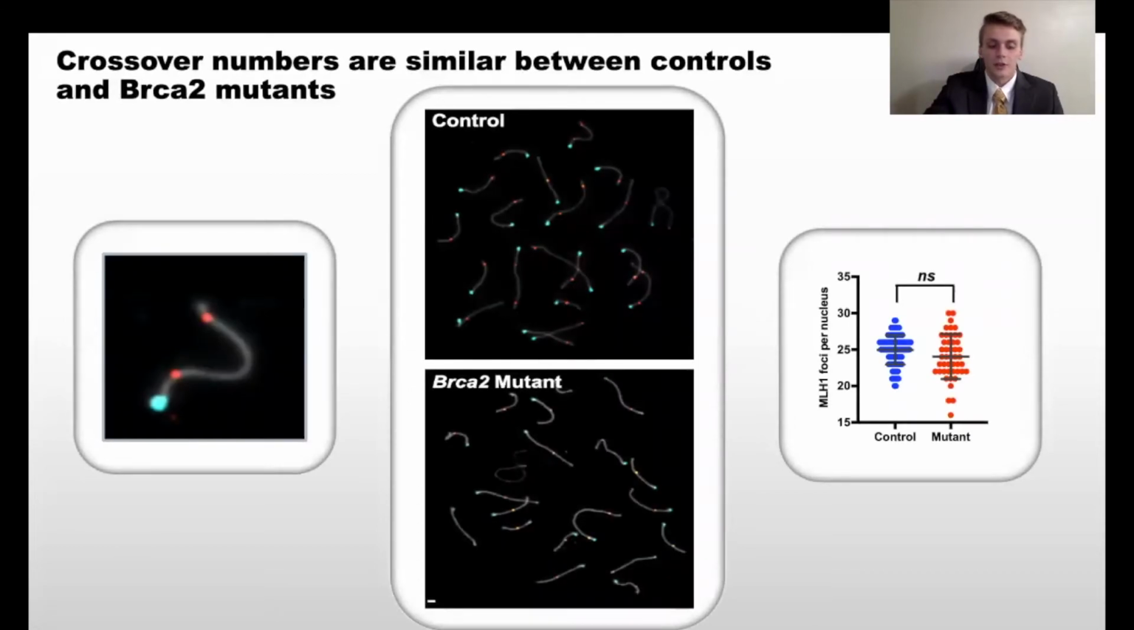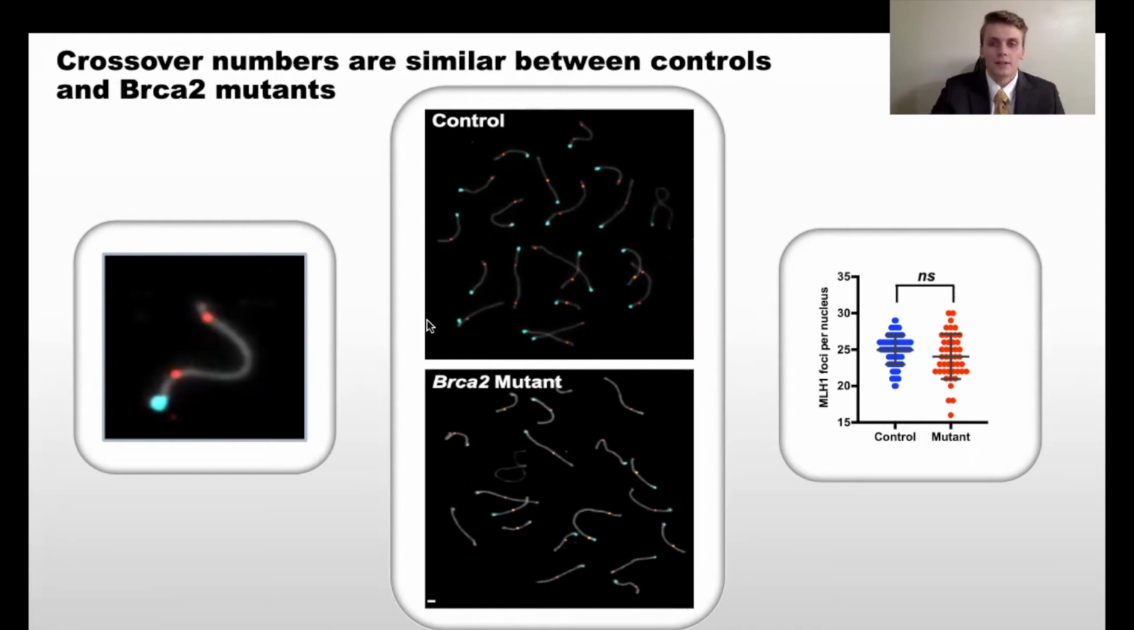The center box shows mouse spermatocytes from control and BRCA2 mutant mice, with the 20 paired chromosomes stained in gray, centromeres stained in blue, and the sites of crossovers stained in red, marked by a protein known as MLH1. If you look in this diagram here, the protein MLH1 is denoted by the flashing region.